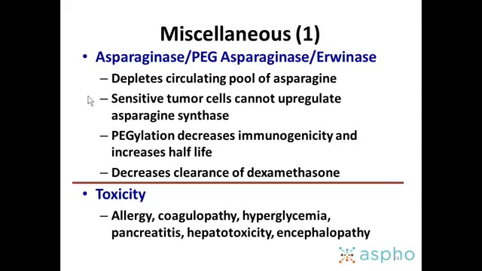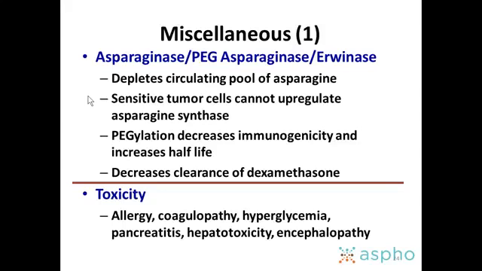By pegylating asparaginase, it decreases the immunogenicity, since this is a bacterial product and you can have antibodies, and it also increases the half-life of the drug. And it decreases the clearance of dexamethasone, so it actually potentiates the toxicity of glucocorticoids. So the main toxicity, again, is allergic reaction. I'm sure most of you have seen patients who've actually had an allergic reaction. They can also have significant coagulopathy, which is related to the protein synthesis inhibitory effect.